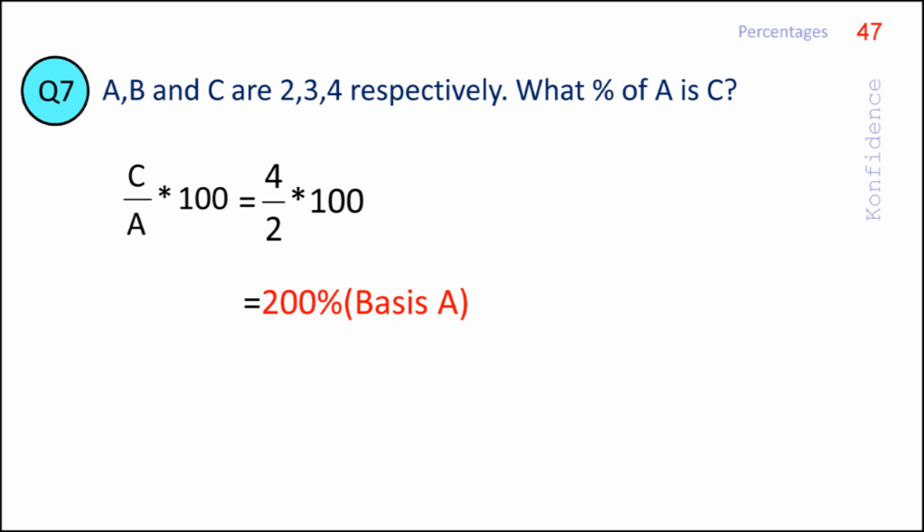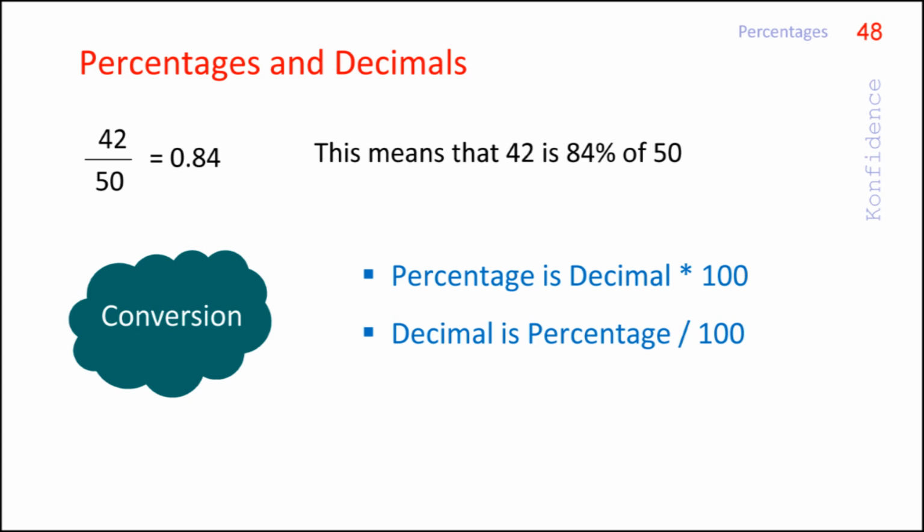Once we know and understand the basis, the remaining calculations are simple and happen naturally. So, the identification of the basis is the single most important thing in calculations. Now, let us understand the representation of percentages. Decimals and percentages are used interchangeably in many cases. What is the relation between the two? 42 upon 50 equals 0.84. This means 42 is 84% of 50.